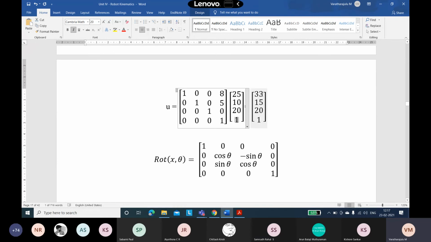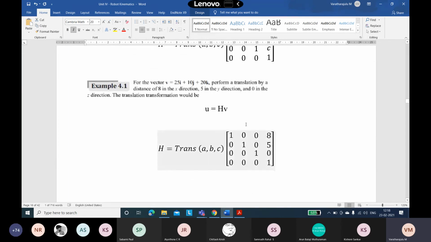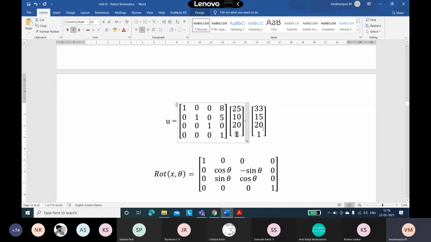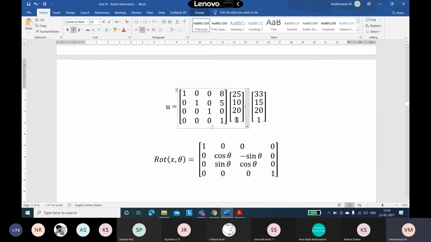Therefore, we have 33, that is 25 plus 8, 33, and then 10 plus 5, 15, then 20, 20. Here at the end we have 1. And this is the translation by distance of 8, 5 and 0. So 33, 15 and 20.